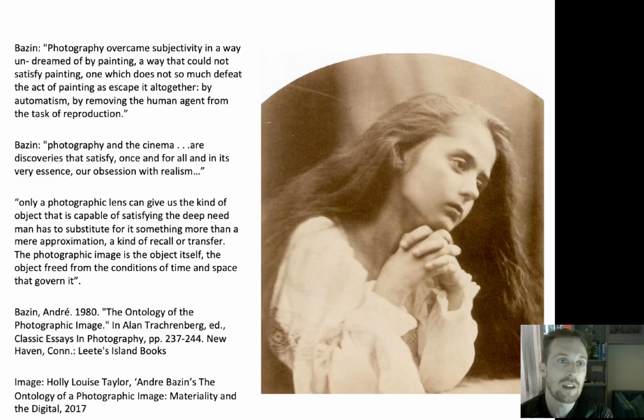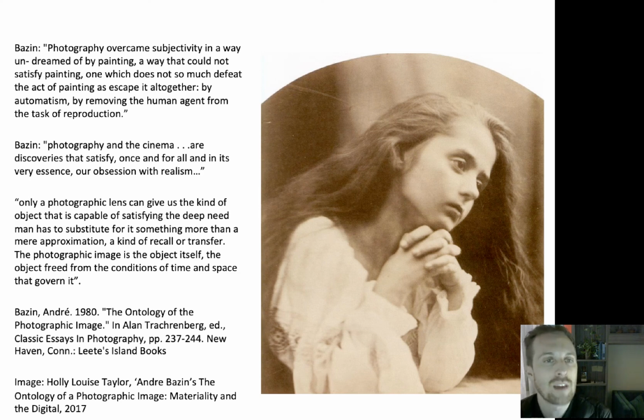In a fabulous essay by André Bazin called The Ontology of the Photographic Image, Bazin talks about the development of photography in a similar way to how Panofsky talks about the development of perspective. For Bazin, photography overcame subjectivity in a way undreamt of by painting, a way that could not satisfy painting, one which does not so much defeat the act of painting as escape it altogether by automatism, by removing the human agent from the task of reproduction.